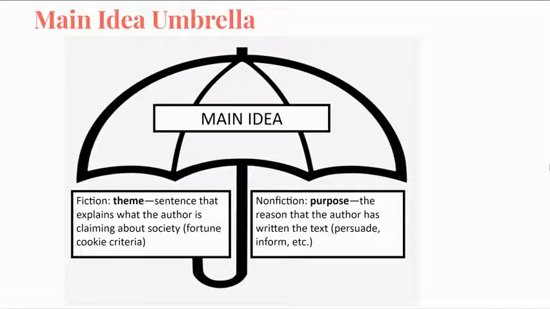So when I'm talking about the main idea, I like to think of it as an umbrella. I call it the main idea umbrella because our main idea embraces the category of fiction as well as nonfiction. So in fiction, when you're asked what the main idea of this piece of fiction is, you're thinking of the theme. That is the one sentence that explains what the author is claiming about society. I like to think of it as the fortune cookie criteria. It has to apply to society in general.